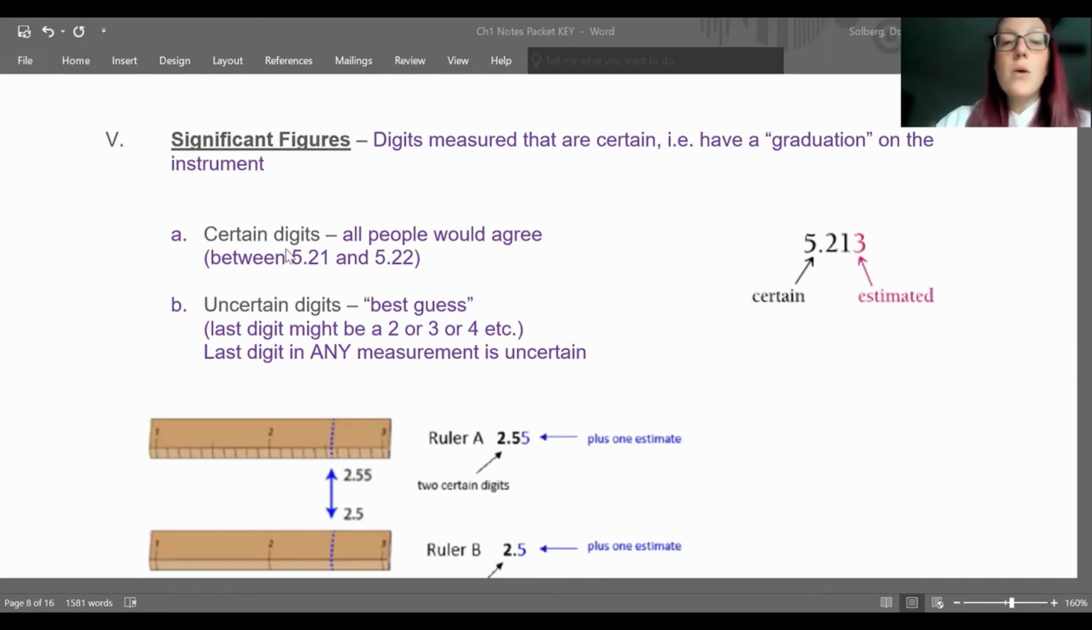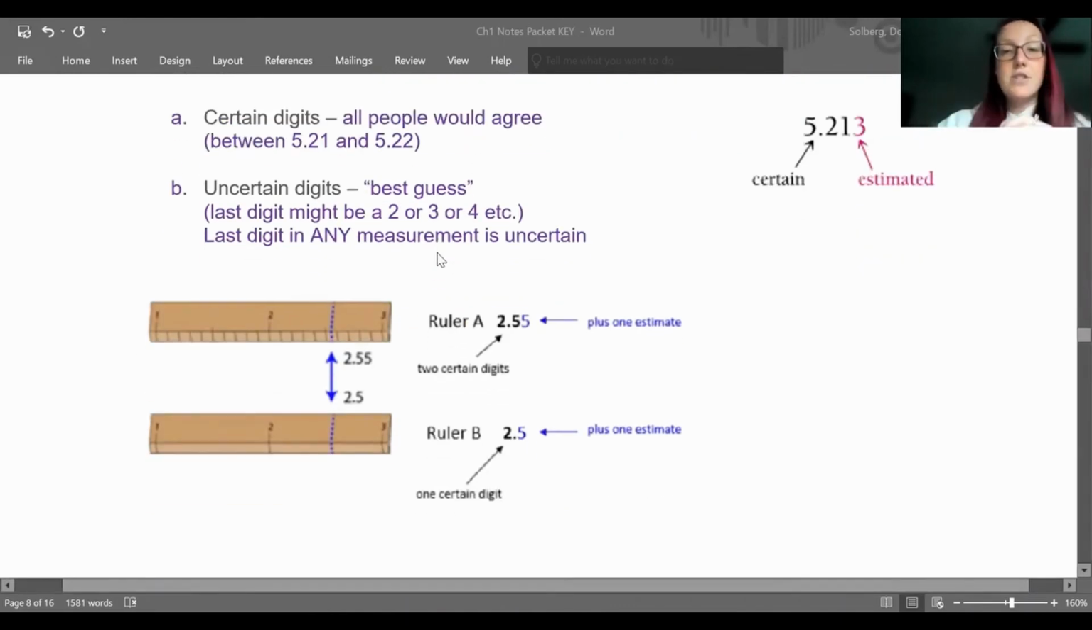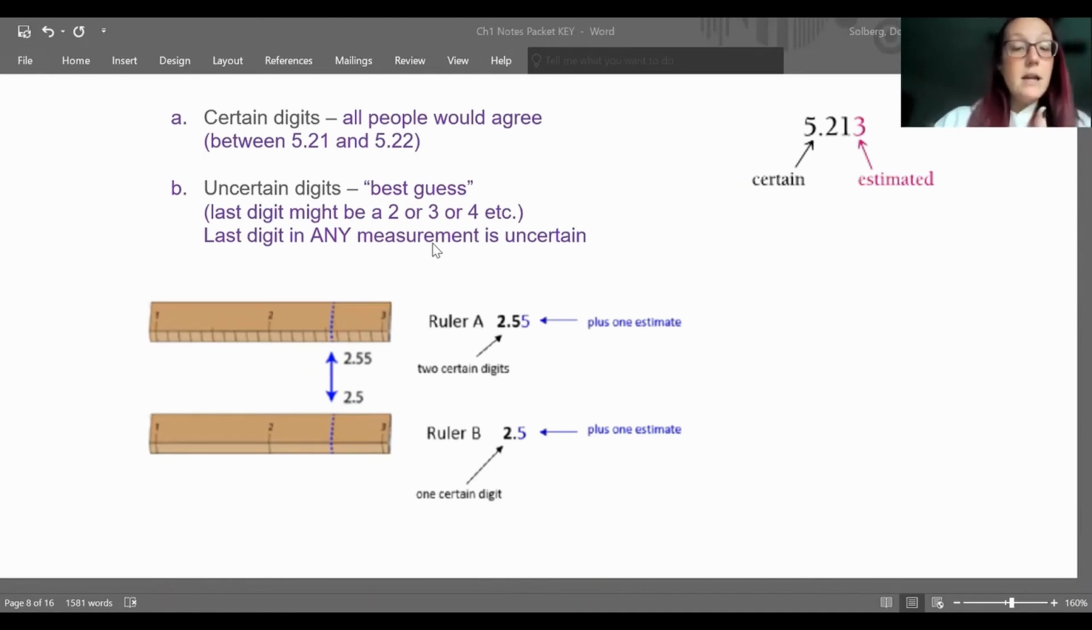Certain digits are ones that everyone would agree on. So if I'm looking at a ruler, everyone can agree that this was somewhere between 5.21 and 5.22. Those are known numbers. The 5.21 I know for sure. The uncertain digit is the best guess. It is the last digit in your measurement. So the last digit in this one, well, this person looking at that piece of wood thought that it was at 5.213, but it might have been at 5.212 or 5.214. We're not sure. So the last digit, again, in any measurement is going to be your uncertain digit.